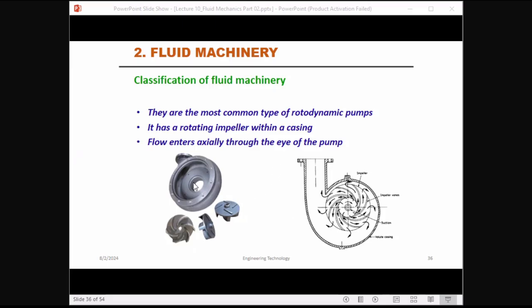This inlet part, inlet part. Sometimes you can see "eye". Okay, so you can see in some books they use eye as an inlet part. Okay, this is the central part of the impeller, this part.